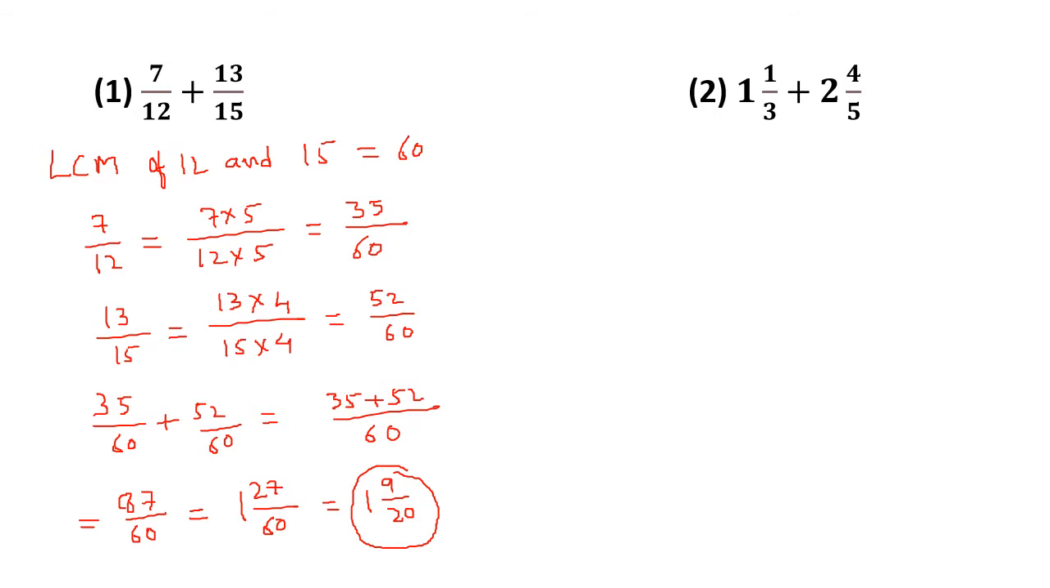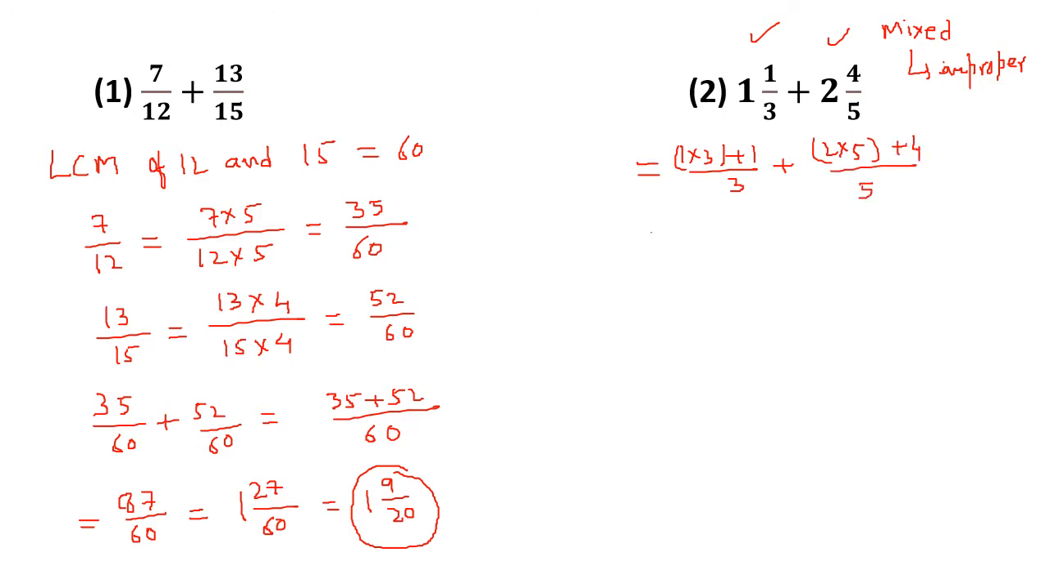Let's take another example of addition. But in this case, both of them are mixed fractions. So we have to convert them into improper fractions. Only then can we proceed for subtraction or addition. So let's convert 1 whole 1 over 3: 1 multiplied by 3 plus 1 over 3, and 2 whole 4 over 5: 2 multiplied by 5 plus 4 over 5. So this becomes 1 into 3, 3 plus 1, 4 over 3. And 5 into 2, 10, 10 plus 4, 14 over 5.